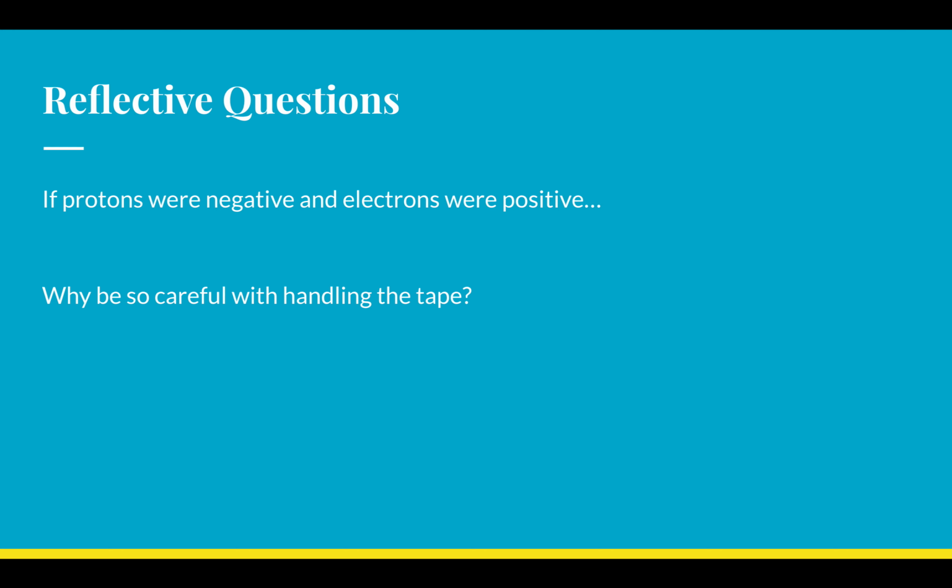Some reflective questions. If protons were negative and electrons were positive, we would see no change in this experiment, because it's not whether or not they're positive, it's their relationship with one another that decides that they're going to repel each other. And then we need to be careful with handling the tape, holding it on the ends of the tape to make sure that we don't neutralize the charge too much from when we rip it off to when we take the distance between the two that repel.